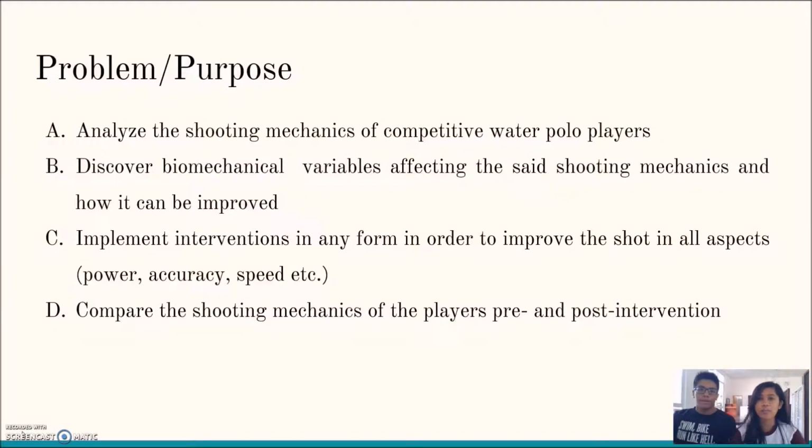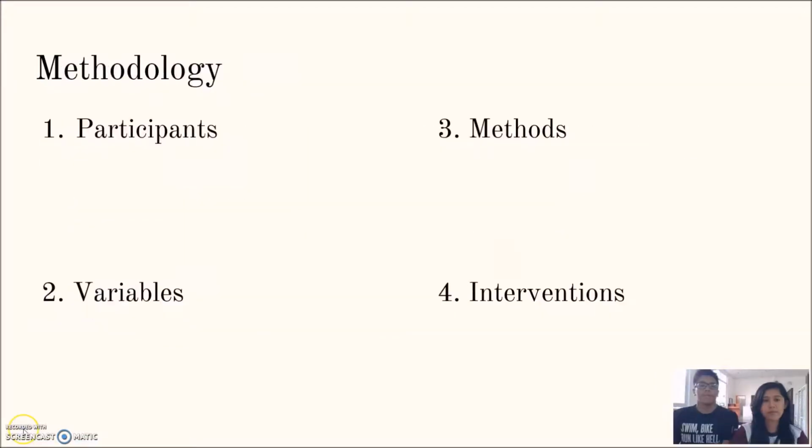So the purpose of this paper is to analyze the shooting mechanics of competitive water polo players, discover biomechanical variables affecting the said shooting mechanics, and to implement interventions for improvement. So next up is the methodology.